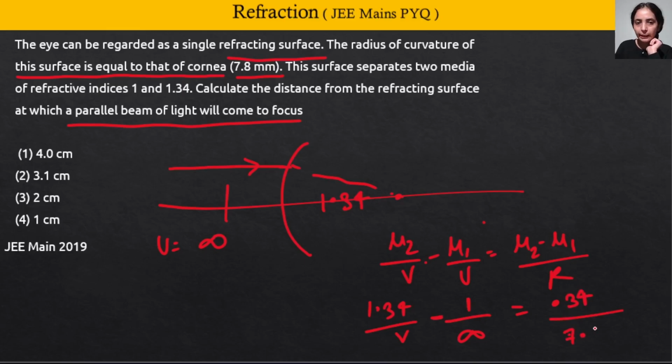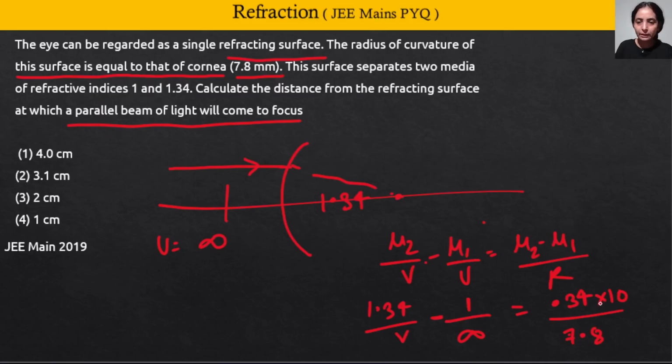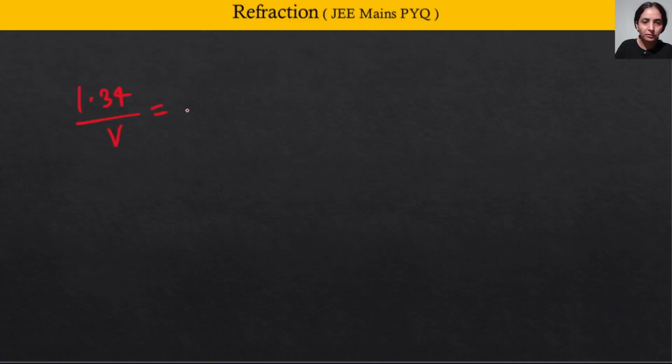So 7.8. Answer is in centimeter. Let us write it in centimeter. So this will become 10 to the power minus 1. So how much are we getting? 1.34 by v is equal to how much? 0.34, that is 3.4 by 7.8. 3.4 by 7.8. So v will be equal to 1.34 into 7.8 divided by 3.4.